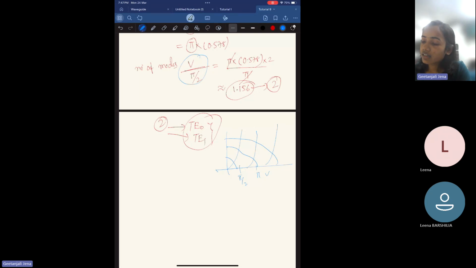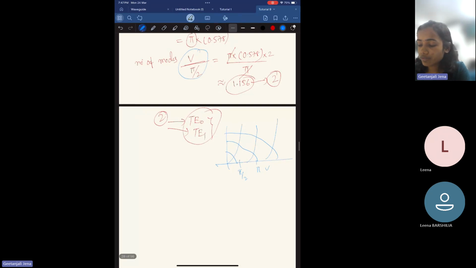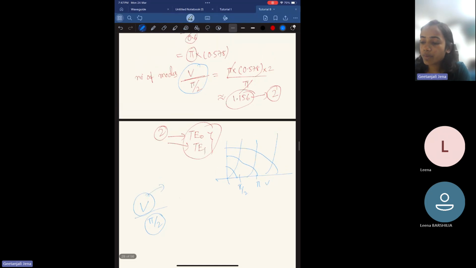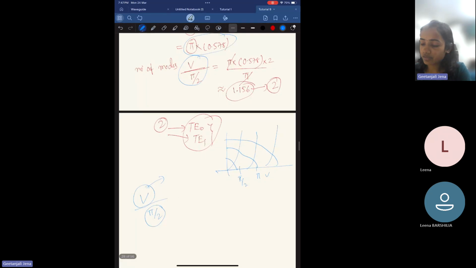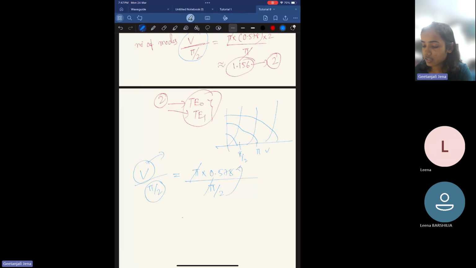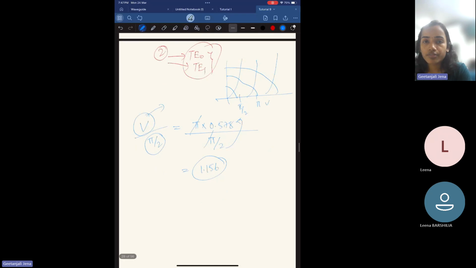The other way is to find the ratio of V by pi by 2. So you have to divide the V parameter you got by pi by 2. That is why I have expressed V in terms of pi, so I haven't multiplied pi with the whole parameter. So this V we got, pi into 0.578, divided by pi by 2. This will cancel, and this is 1.156. Okay. Now we have a value 1.156.